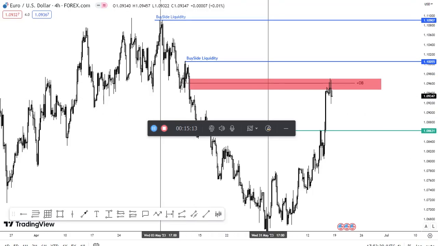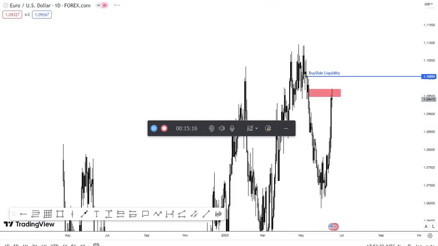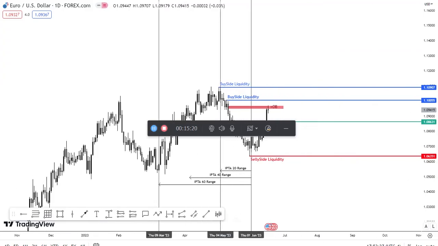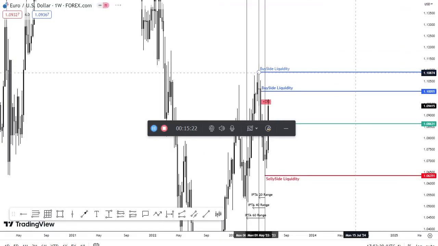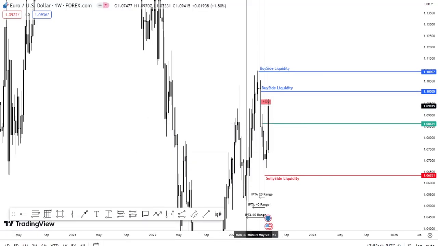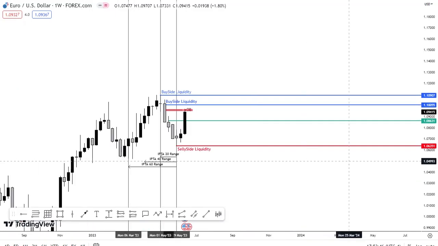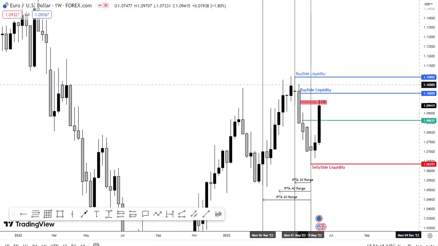Just identify the nearest PD arrays on higher time frame, from the 4-hour, daily, weekly to the monthly. If it's not as clear, for example, if the daily is not as clear as you'd like it to be, then you'd identify price on the weekly.